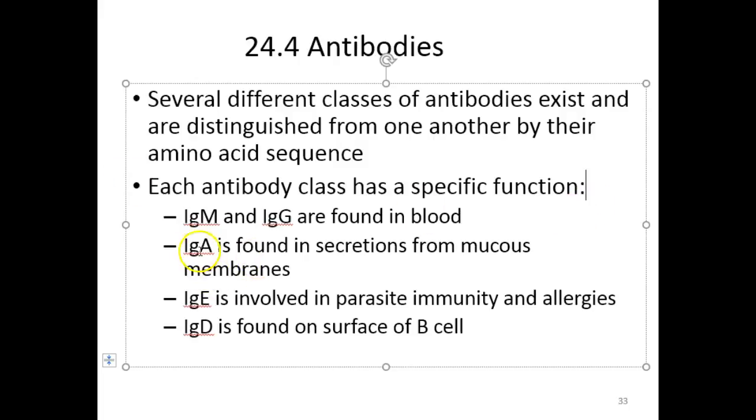So, for example, immunoglobulin mu and gamma, IgM and IgG, are circulating antibodies in the blood and the lymph. IgA is a secreted antibody on the outside of your mucous membranes. IgE is circulated, but is involved in parasite immunity and also in hypersensitivities, allergies. And IgD is not circulated. It is only found on the surface of B cells, so it is not a circulating form of the antibody.